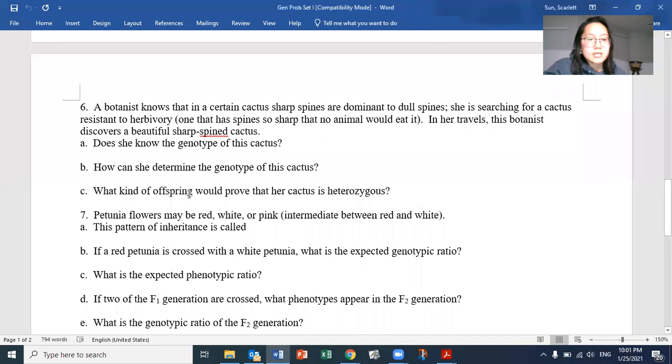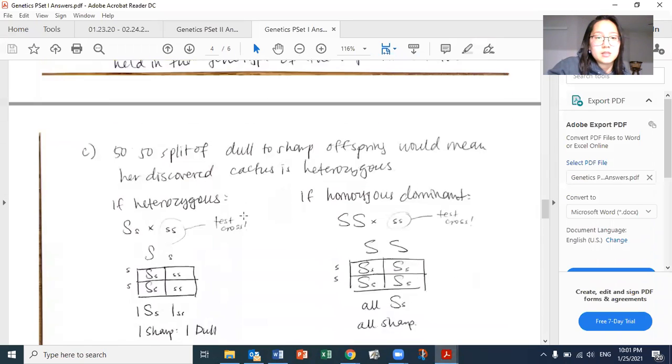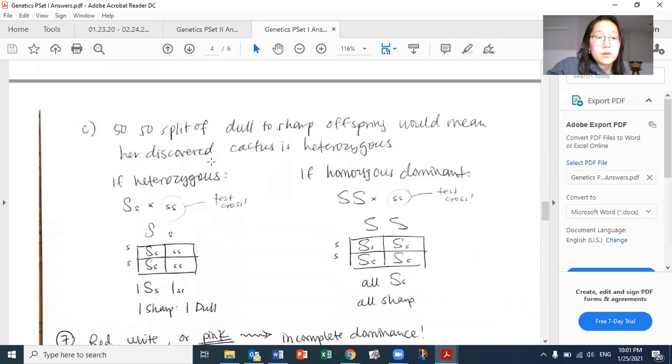And part C is asking what kind of offspring would prove that her cactus is heterozygous. This is basically what I just explained. Sorry that I'm over-elaborating, but the more I talk about it, the more likely you'll be able to understand it. So a 50-50 split of dull to sharp offspring would mean her discovered cactus is heterozygous.